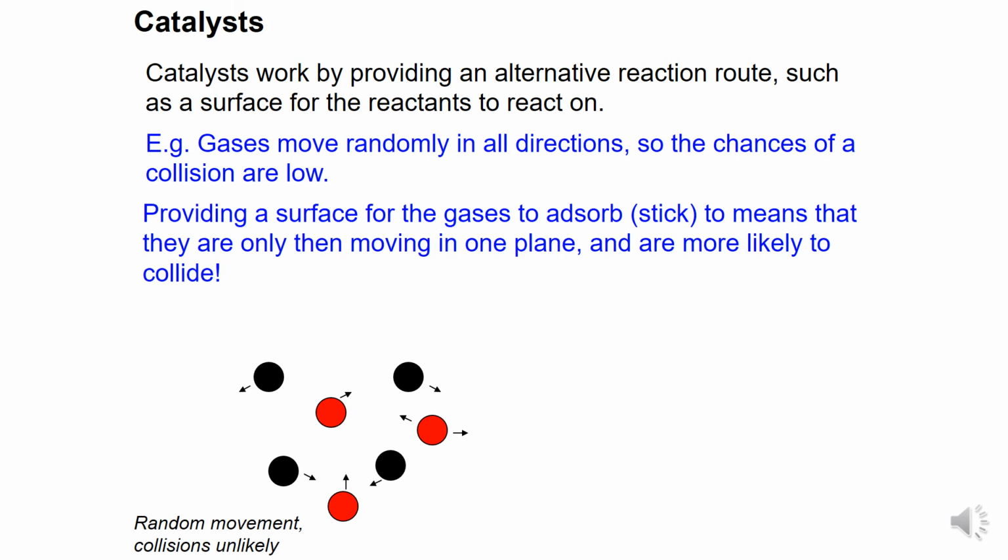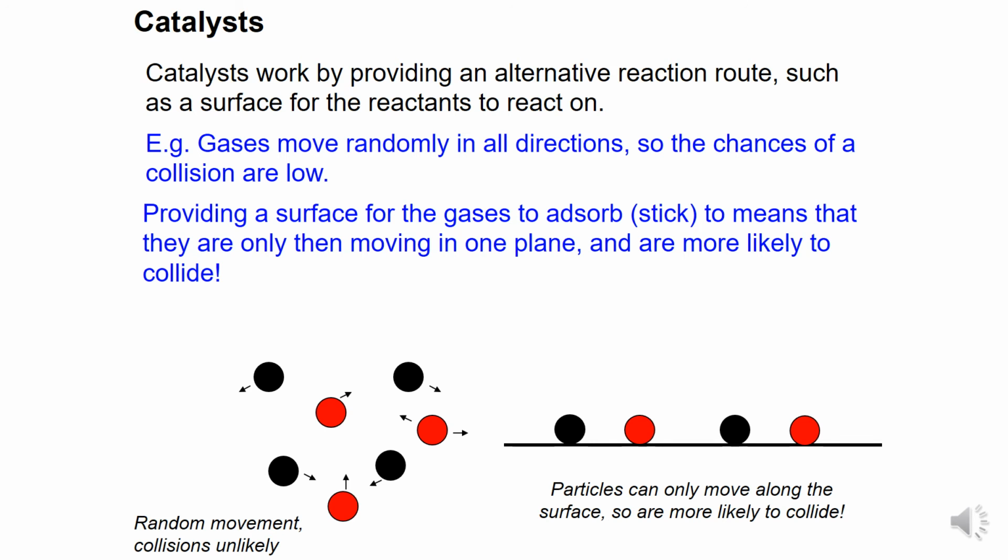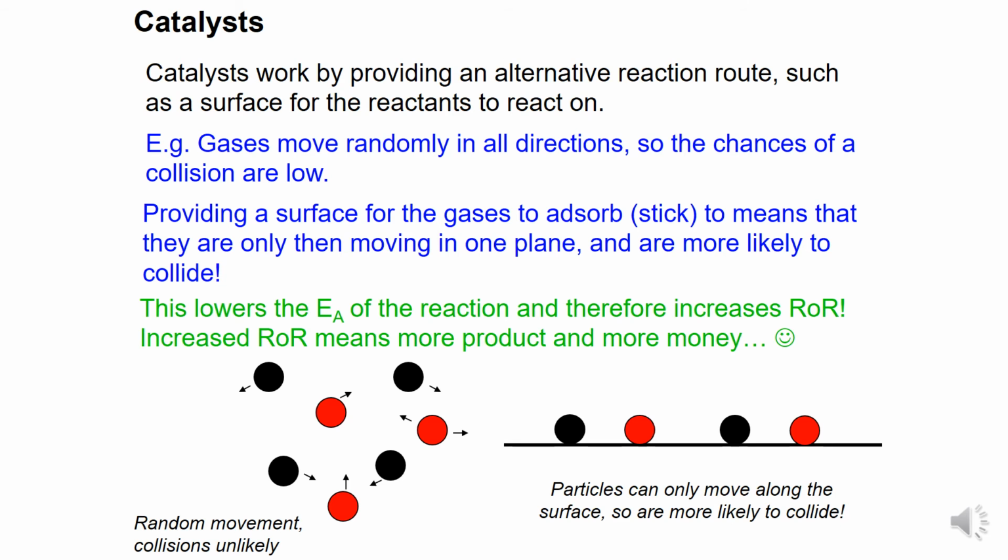more likely to collide. And what I mean by that is if you imagine snooker or pool balls on a table, those balls are moving around in the plane of that table and they can move in any direction, but they're stuck to that plane. They can't move up or down. So here's the surface, and if we put our reactant particles in here, they can now only move along that surface. And that means that they're more likely to collide. We've just taken away some of the random movement.